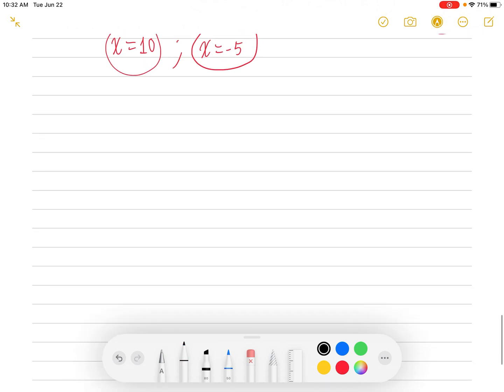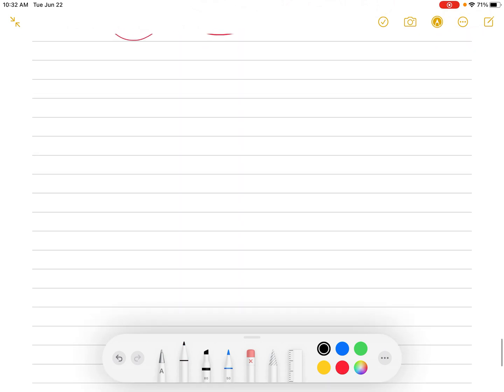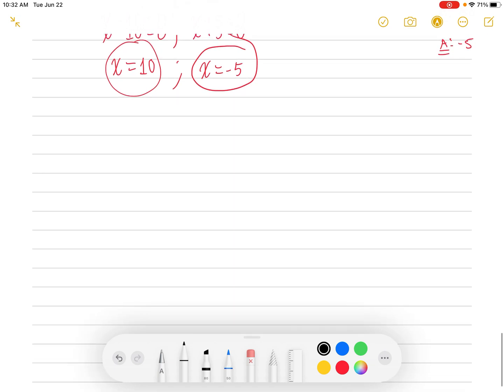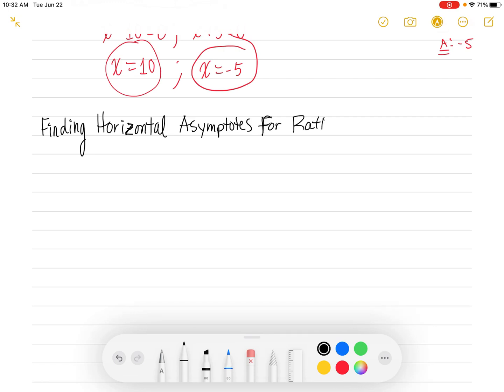All right, so it's not a very difficult process. Let's look at horizontal asymptotes, how to find those. So we talked about what they are graphically. Now let's talk about how you find them analytically. Finding horizontal asymptotes for rational functions.